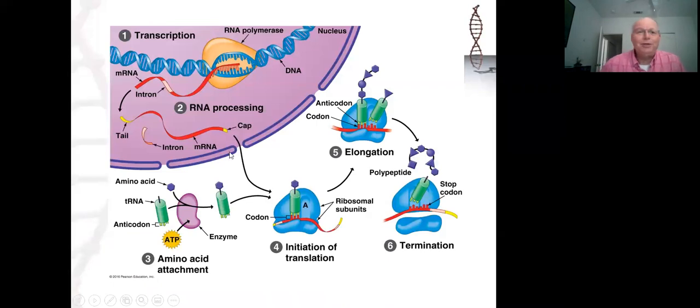But this is the basic flow of information. So we've got transcription making the copy of the DNA. And of course, this is the eukaryotic model. So in case you are confused, you are not remembering, let me just put this in here. This is the eukaryotic model.